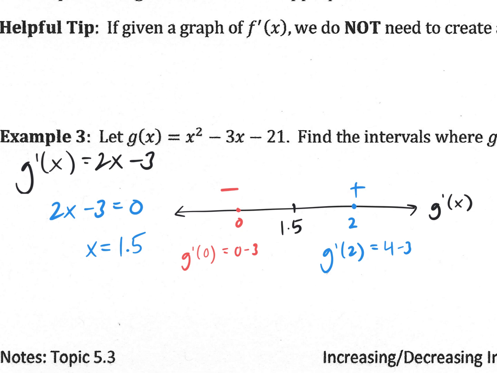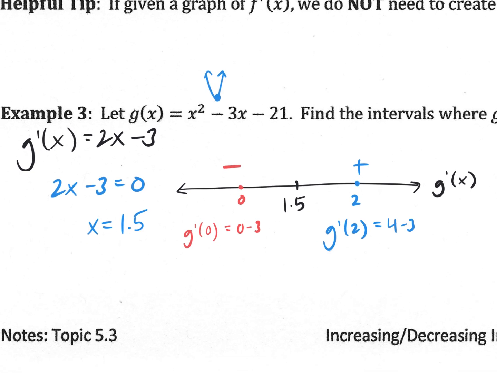So I've got a negative side, I've got a positive side, and that should make sense to us, because what does this function g of x look like? x squared minus 3x minus 21. That's a parabola, right? And this point is that critical point of 1.5. So on the left side, the slope is negative, it's decreasing, and on the right side it's positive. So I just got to write those intervals out.